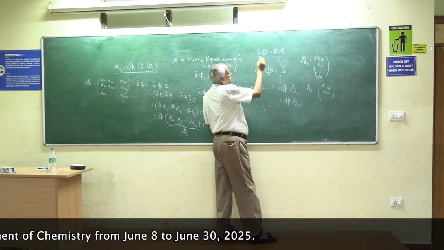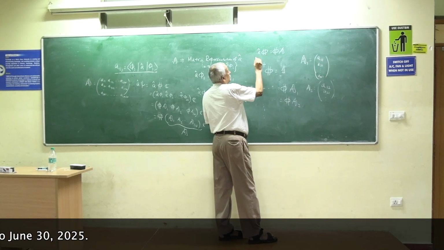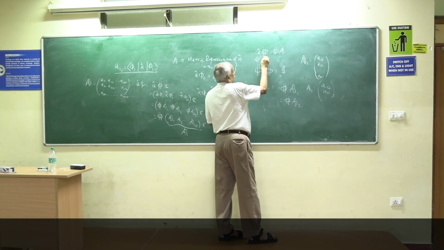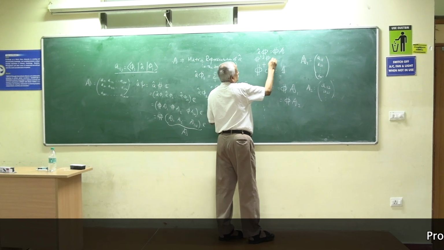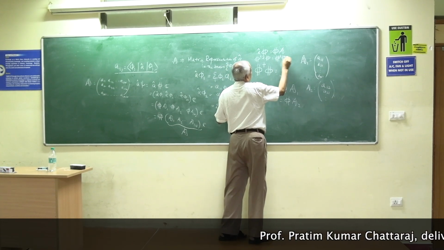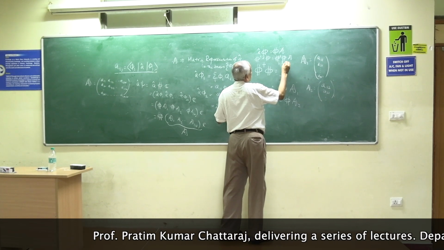You can see that if I put this type of matrix over here, then what I have, my phi dagger A phi, is phi dagger phi A. That means unit matrix into A.